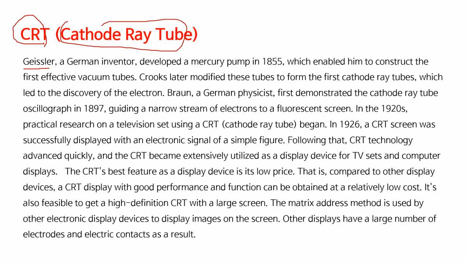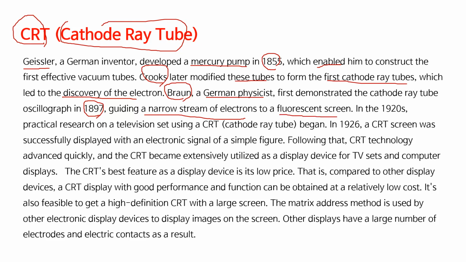Geissler, a German inventor, developed a mercury pump in 1855, which enabled him to construct the first effective vacuum tubes. Crookes later modified these tubes to form the first cathode ray tubes, which led to the discovery of electron. Brown, a German physicist, first demonstrated a cathode ray tube oscillograph in 1897, guiding a narrow stream of electrons to a fluorescent screen.